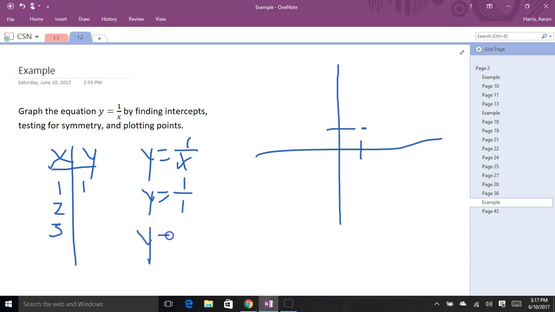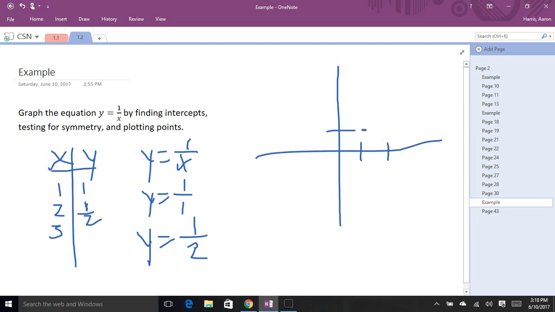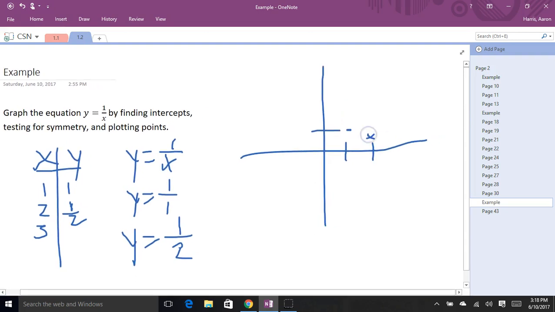Plug in 2. Now you've got 1 over x, 1 over 2, so we get a half. So at an x value of 2, we get a y value of 1/2. We're only up halfway. So 2 comma half. Plug in 3, and you're only up 1/3 of the way. Plug in 4, and you're only up 1/4 of the way. And you can see this way we're going down. I didn't draw this very well. I struggle with this electronic pen.